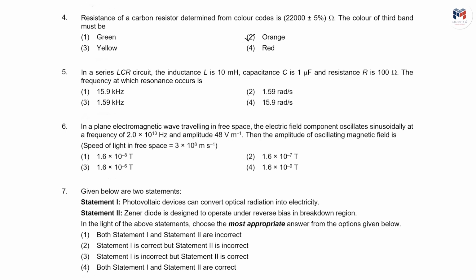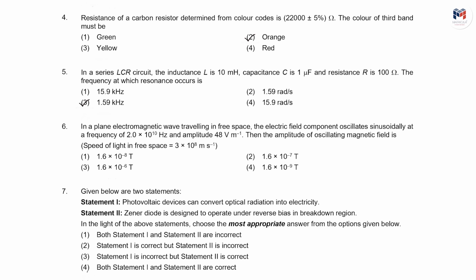Question 5. In a series LCR circuit, the inductance L is 10 millihenry, capacitance C is 1 microfarad and resistance R is 100 ohm. The frequency at which resonance occurs is. The answer is option 3, 1.59 kHz.